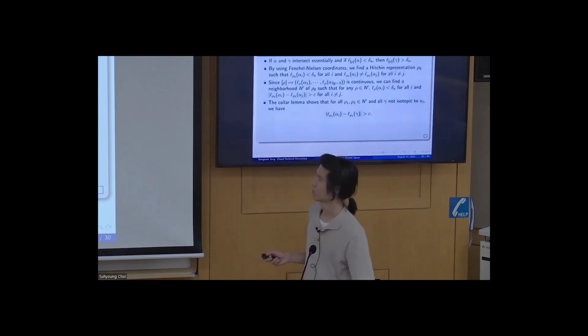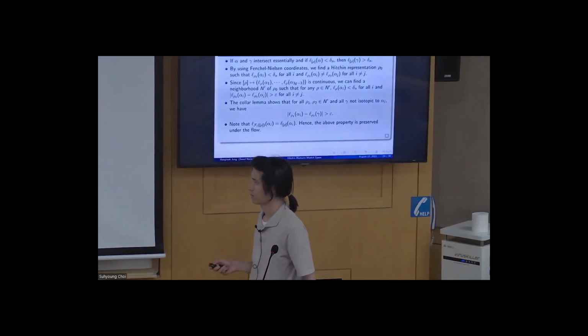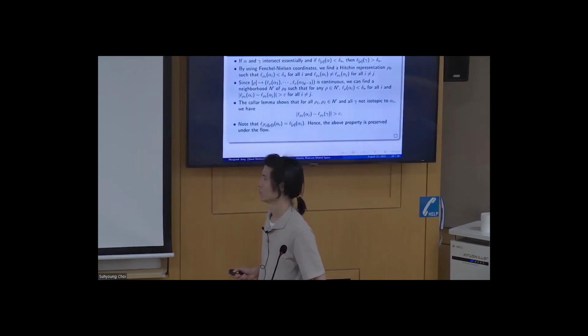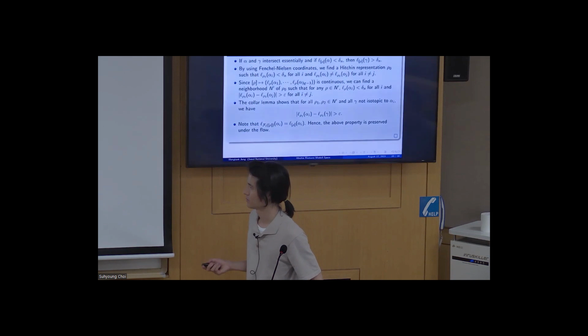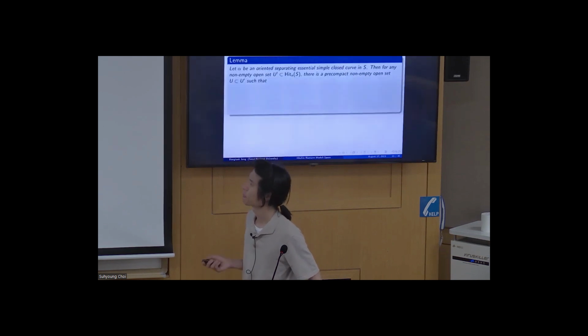So in the other case, we have this. And because our bending flow doesn't change the length of alpha i curves, and the collar lemma is very universal, it doesn't depend on the particular representation, then this property just follows. So that's actually the proof.